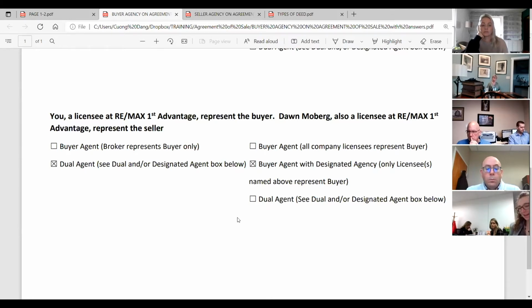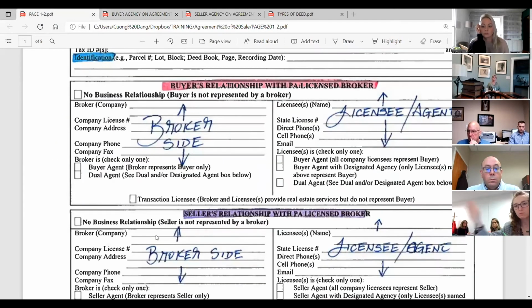So really those are the three most popular types of representation in a real estate transaction. You either represent both sides, you represent one of the sides, or the company represents both sides and you represent one side and another agent in the office represents the other side. Any questions? If you don't know what to do, call us and ask, because that's one of the most frequently asked questions. Go ahead, Claire.